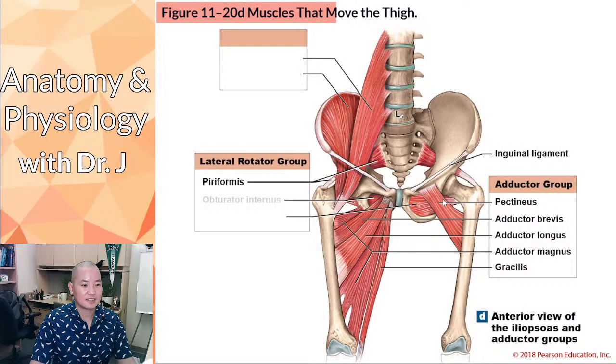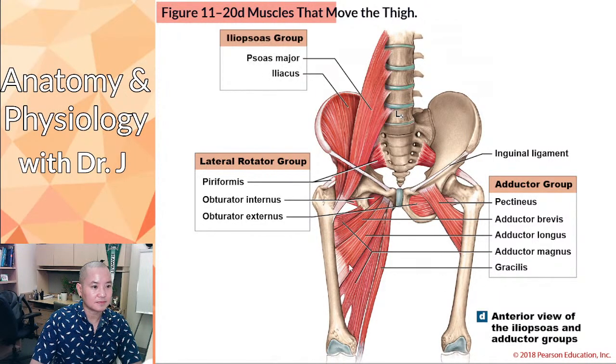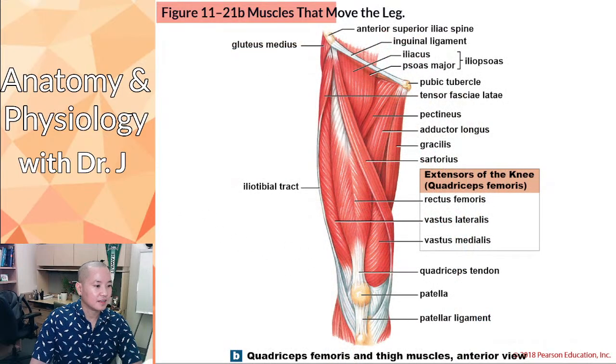And let's see, thigh, so internal sternus, and notice where the lateral rotator groups are. Compared to the adductor groups, the lateral rotator groups are more on the outside, so they're going to pull and rotate toward the outside versus pulling toward the inside. And then iliopsoas.